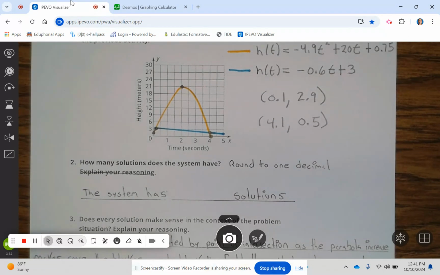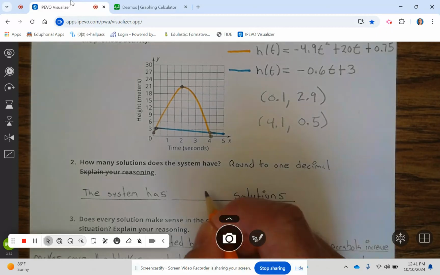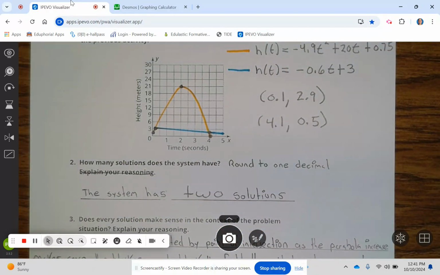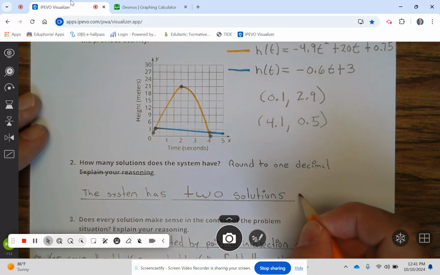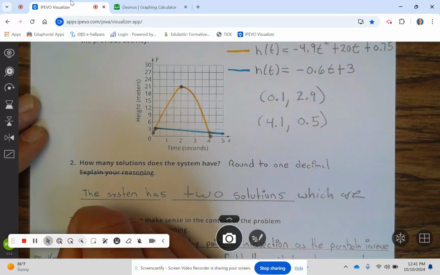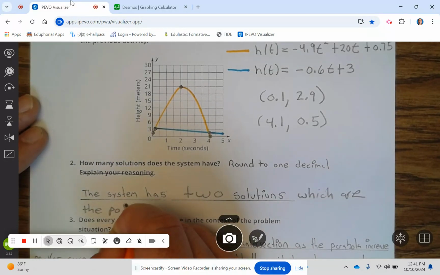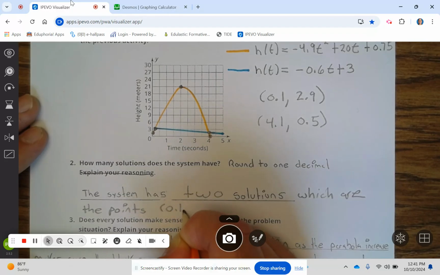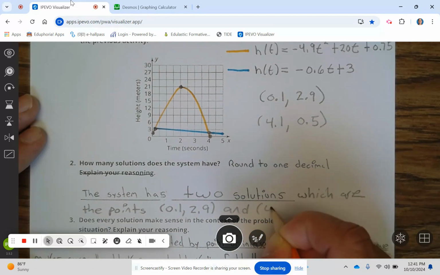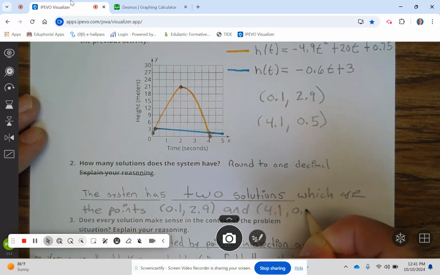Okay, number 2. How many solutions does the system have? Round to 1 decimal place. The system has 2 solutions, which are the points (0.1, 2.9) and (4.1, 0.5).